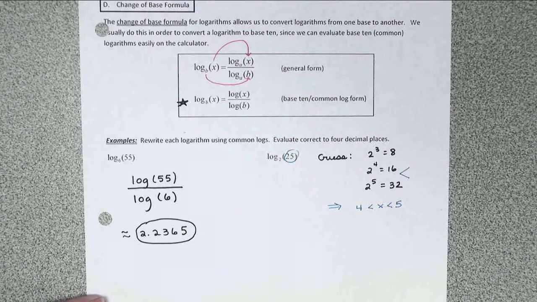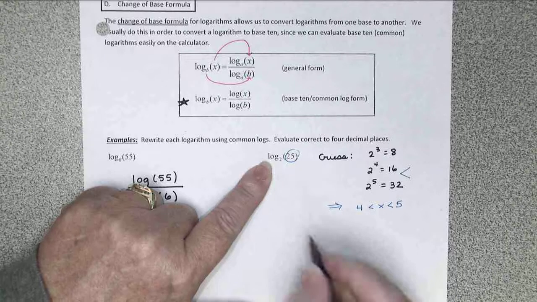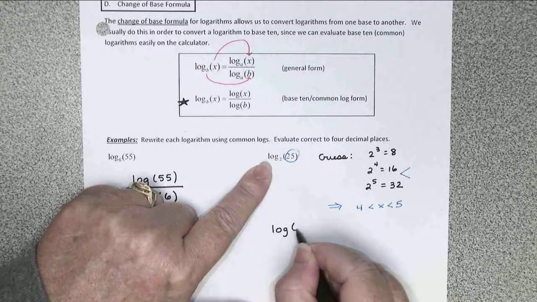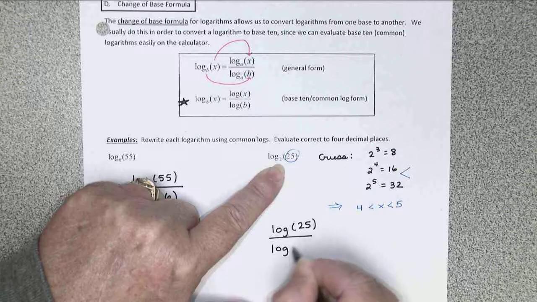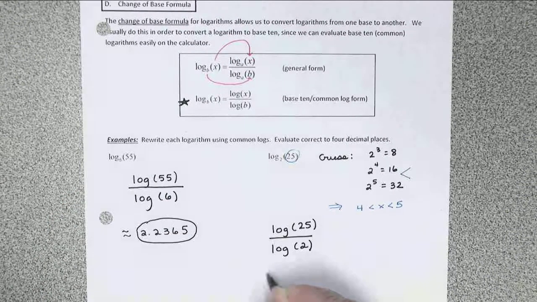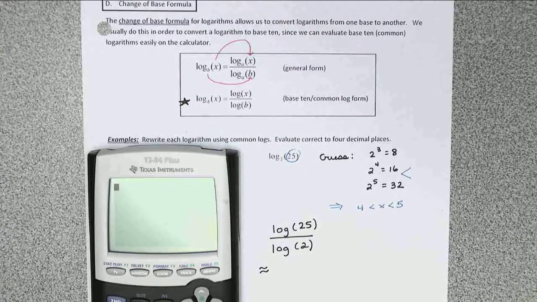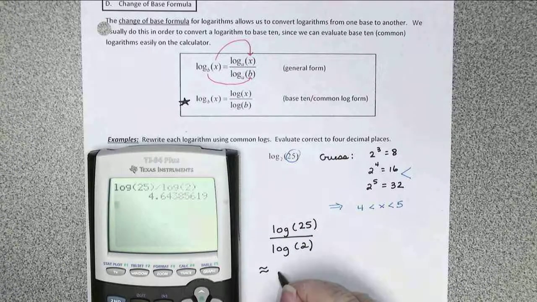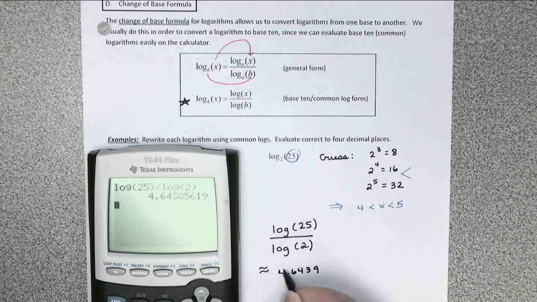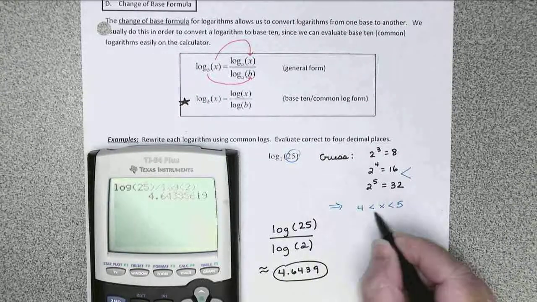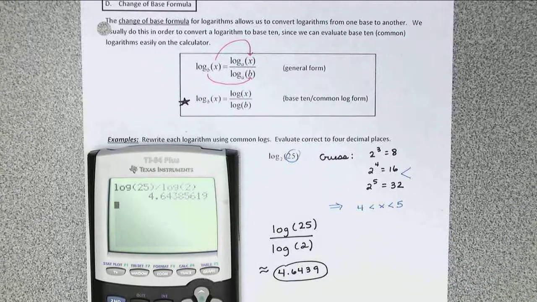Using our log base formula, I could change that to the common log of 25 divided by the common log of 2. That is about 4.6439. And notice our guess of something between 4 and 5 seems to have worked.